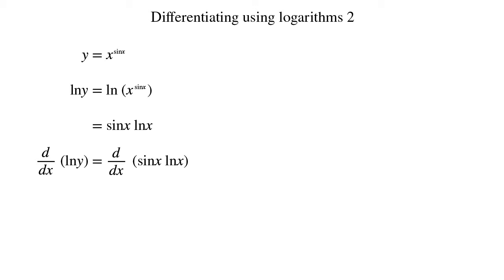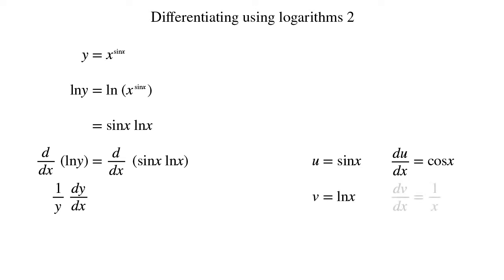ln y differentiates to 1 over y, but since y is a function of x when we are differentiating with respect to x, we must times by dy by dx. On the right hand side we must use the product rule. So if we put u is equal to sine x, then du by dx is equal to cos x. And if v is equal to ln x, then dv by dx is 1 over x.